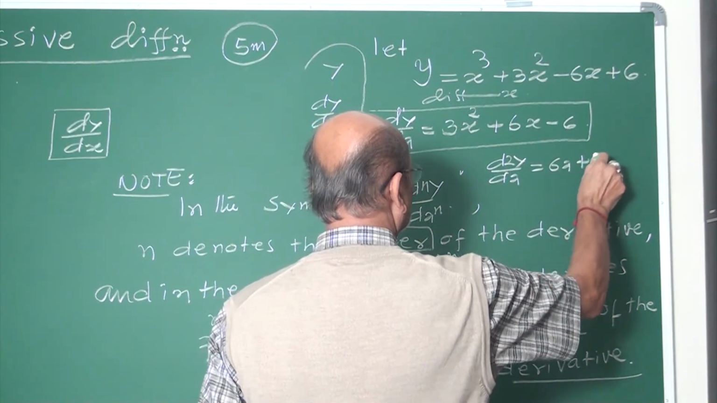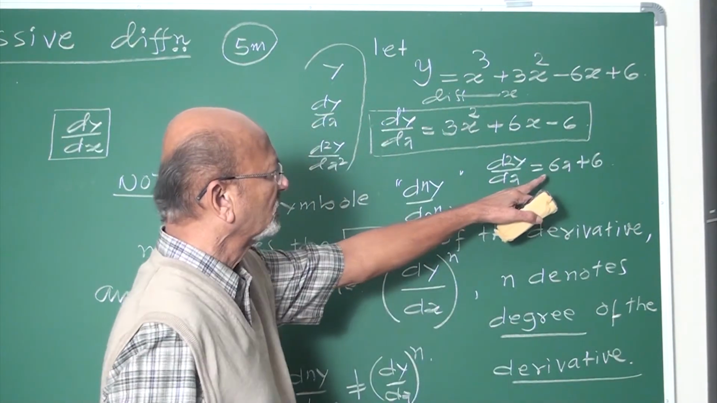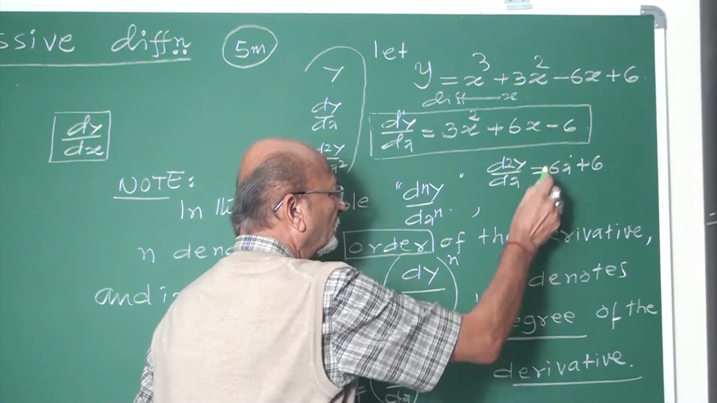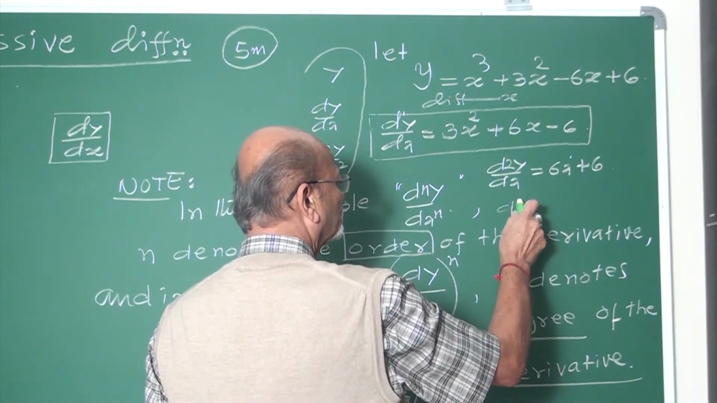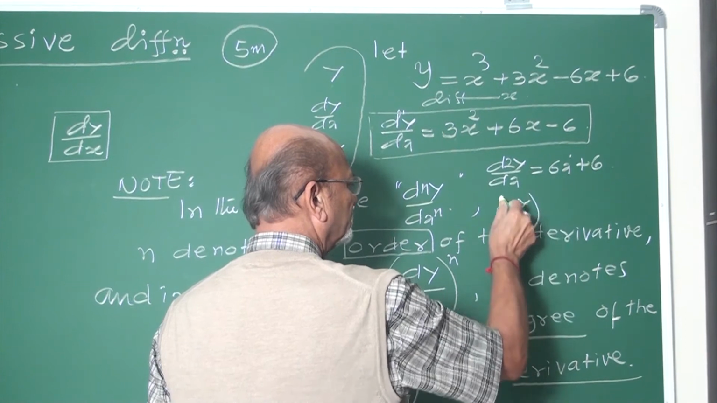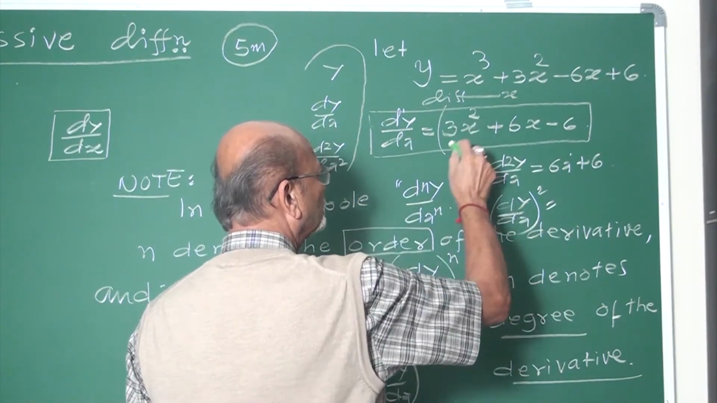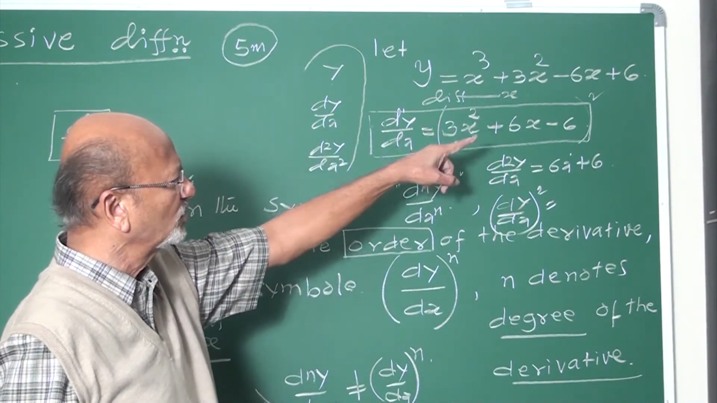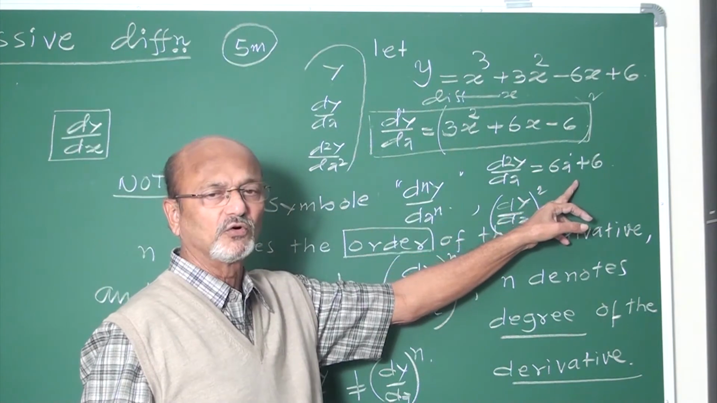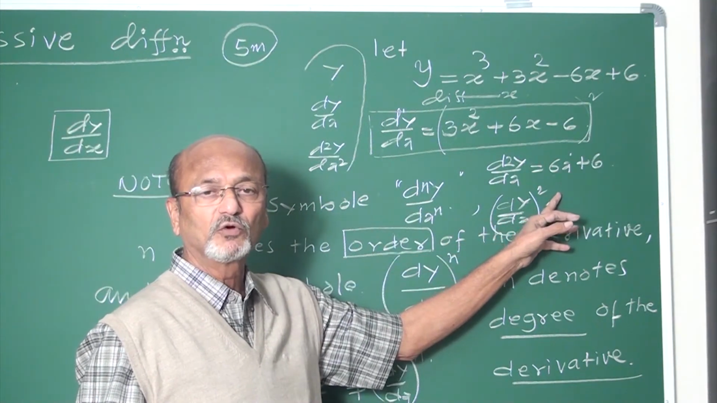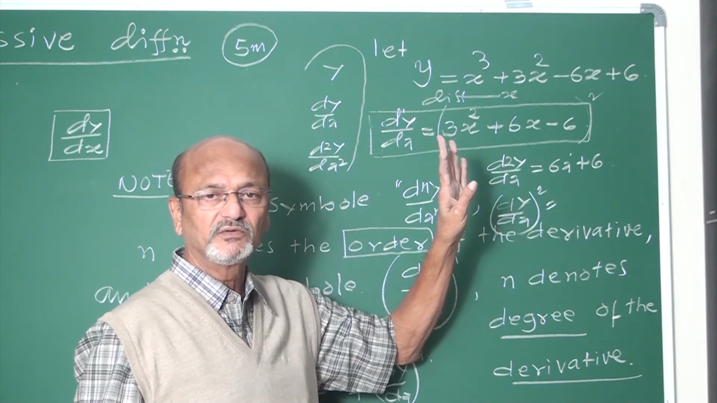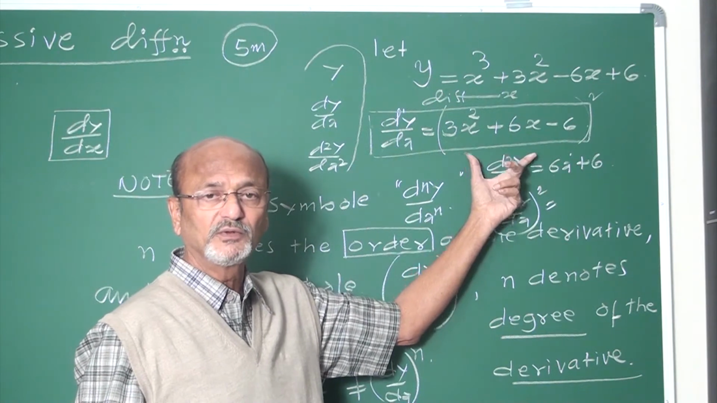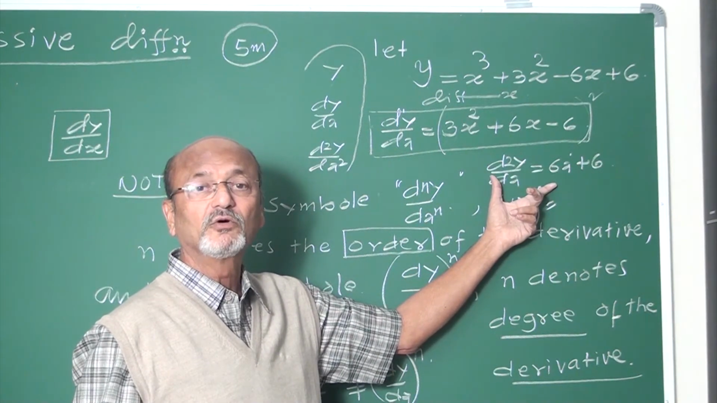6x plus 6. The second derivative is what? What is the RHS? It is a polynomial of degree 1. If you square dy by dx, the whole square means 3x squared to the power 2, which is 9x to the power 4, a polynomial of degree 4. Degree 1 is a linear polynomial. Degree 4 is a biquadratic polynomial.